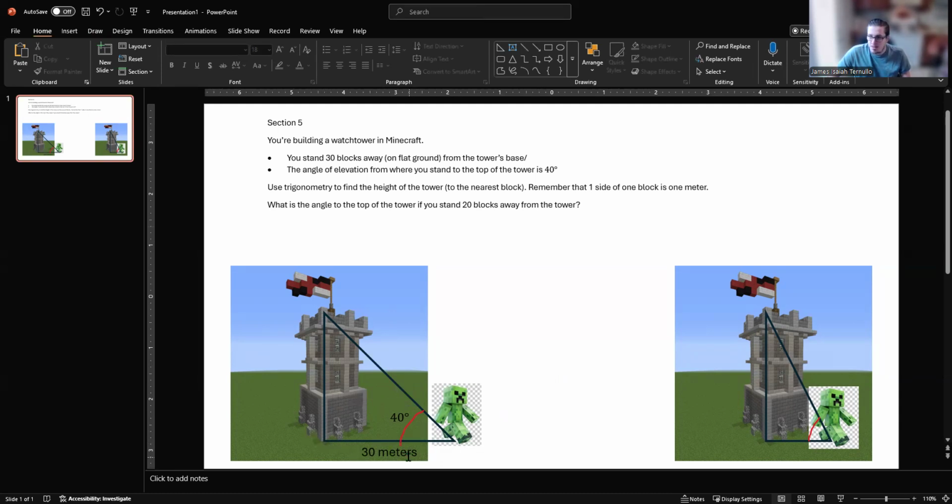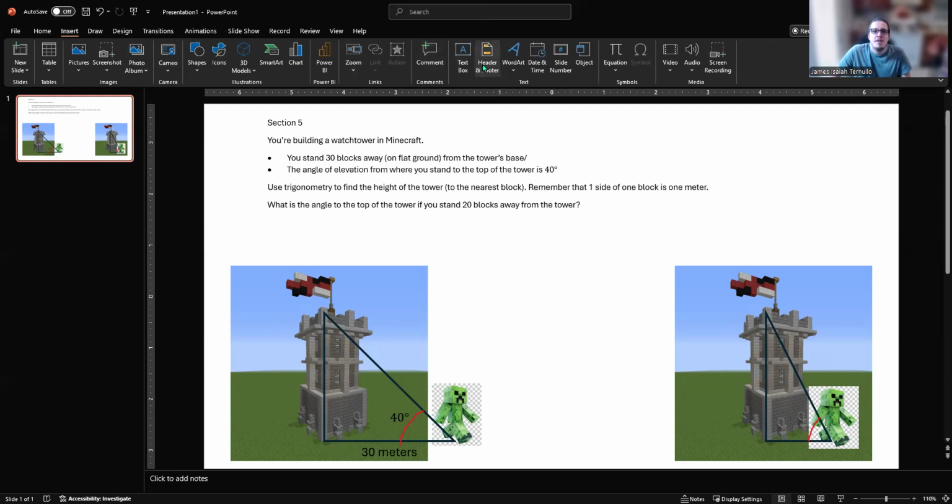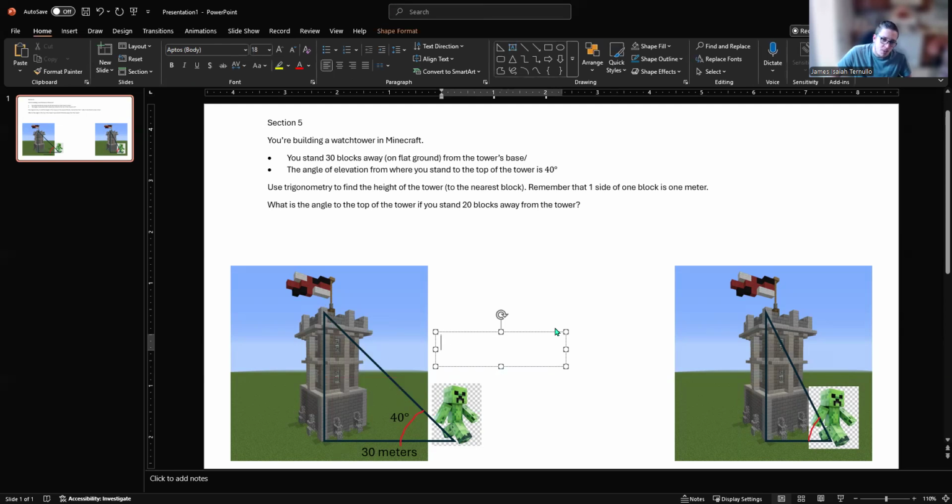Remember, each block equals 1 meter. If you didn't know that, that is a thing. In Minecraft, one side of one block is equal to 1 meter, so one whole block is 1 cubic meter. So you can use trigonometry to identify how tall the tower is. If you stand 30 blocks away and the angle of elevation is 40 degrees, there are some things that we can do to figure this out.